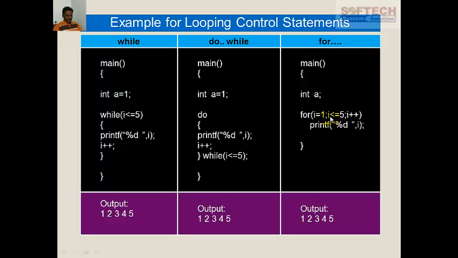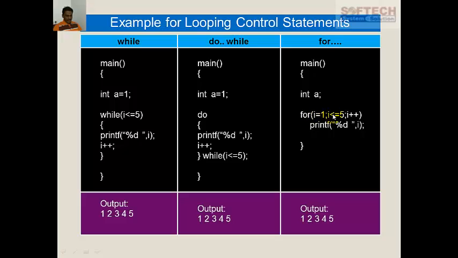Then check the condition. 1 less than or equal to 5, condition true. It executes this printf statement. We need not put an opening brace and closing brace. If there is more than one statement, we put opening and closing braces. For a single statement, it's not needed. If we put the braces, it will not give an error. It executes, but braces are not required for a single statement.